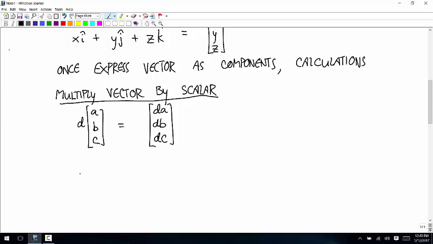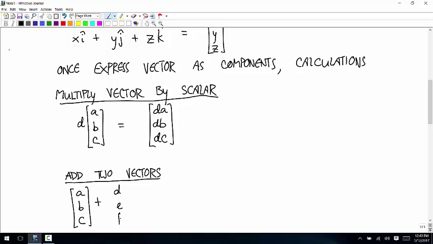You can add two vectors. So if you're adding the vector A, B, C to the vector D, E, F, you get an x component that's A plus D, a y component that's B plus E, and a z component that's C plus F.